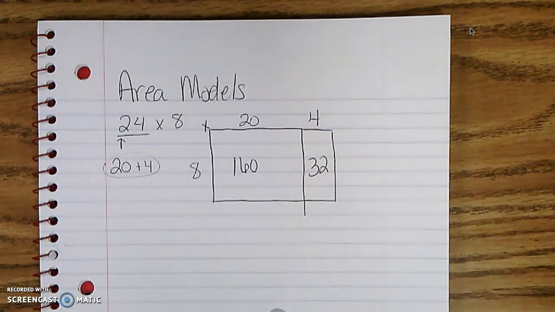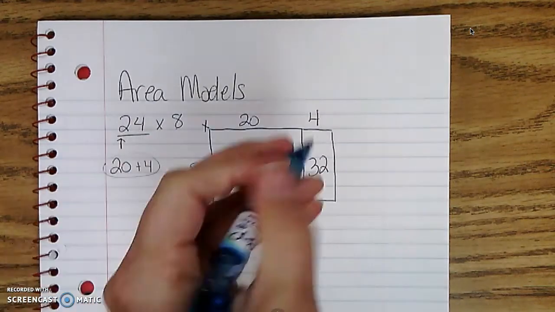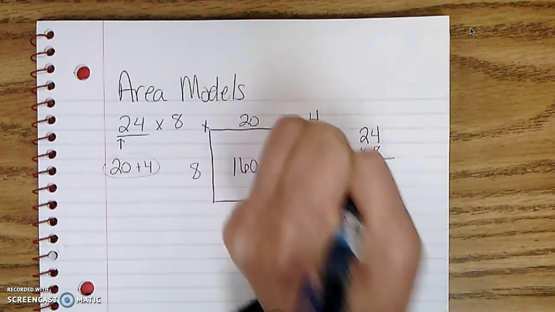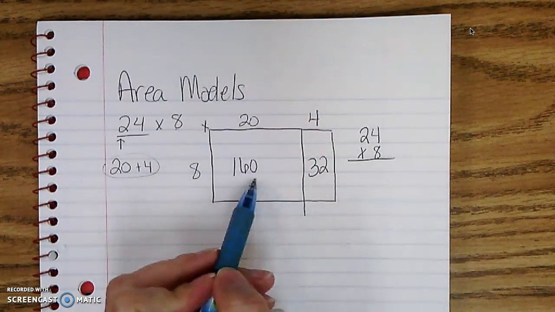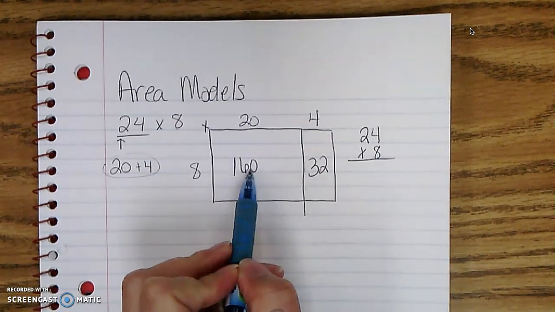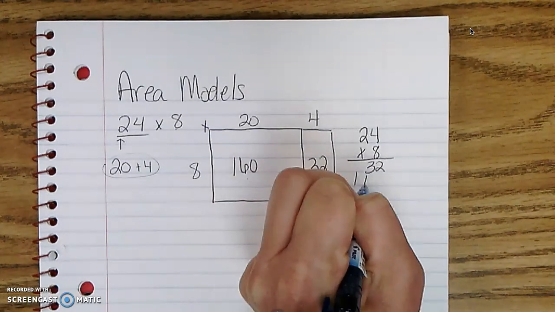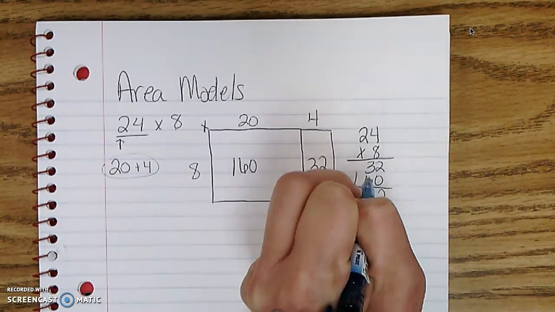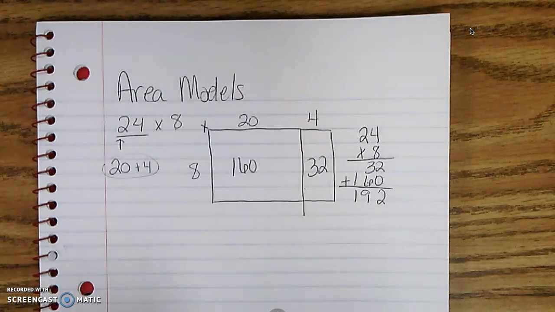Once I have multiplied in my model, I'm going to take my original problem and I'm going to write it vertically. And vertically means up and down. And then I'm going to take the numbers from inside my boxes where I multiplied. And I'm going to write them here. And I'm going to add them. 2 plus 0 is 2. 3 plus 6 is 9. And 1 plus nothing is 1. So that would give me 192.